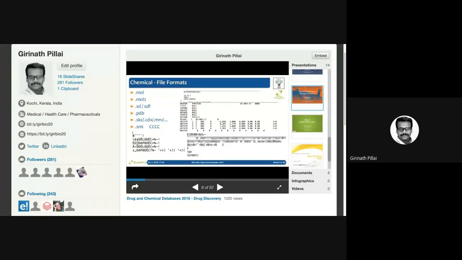And then you have PDB. PDB is called Protein Data Bank, where all your protein structures are stored in PDB format. Then you have SKC, CDX, and MRV, which are all proprietary file formats, which are not human readable, as you can see here in the picture at the bottom. You cannot read what this is. It is some special characters. Nothing we know. But on the top, you can see that's a PDB structure.